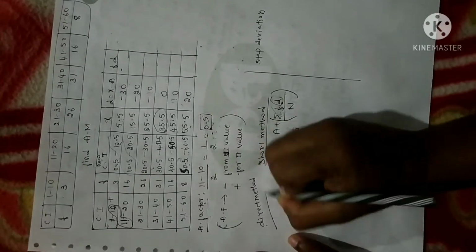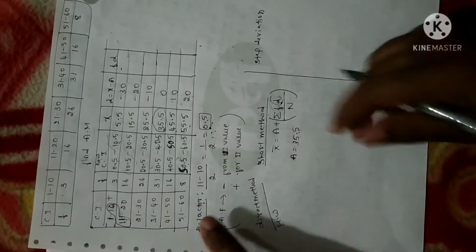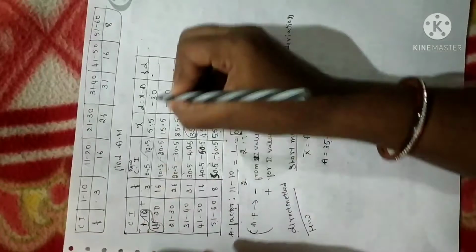Solve by using the direct method so that you should get the same answer. This will be homework for you. I'll do it in both the methods. So sigma fd I need. First let me multiply f with d. I have f value here and d value here.